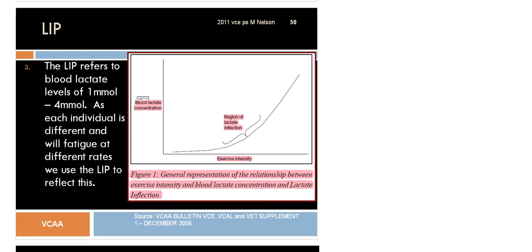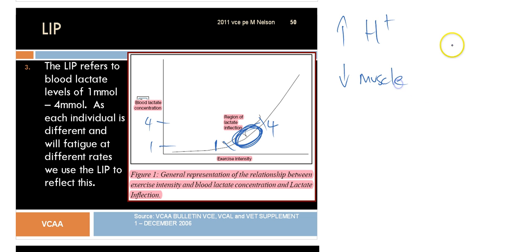Now, although that point will differ for each individual, it's said to range from approximately 1 millimole up to 4 millimole. So it should be within that range. Once we pass our LIP, that's when we start to fatigue as a result of the buildup of hydrogen ions. Now, this increase in hydrogen ions decreases muscle contractility.